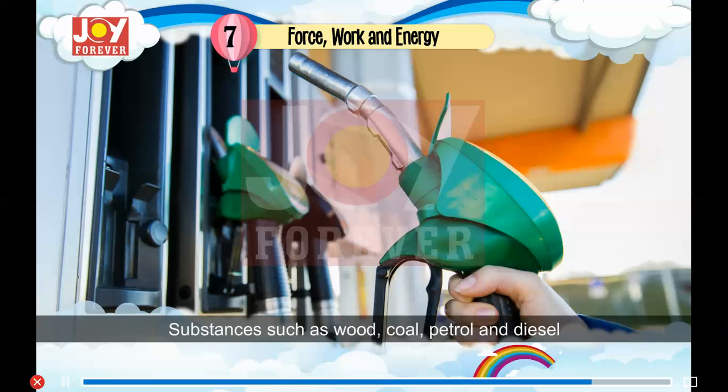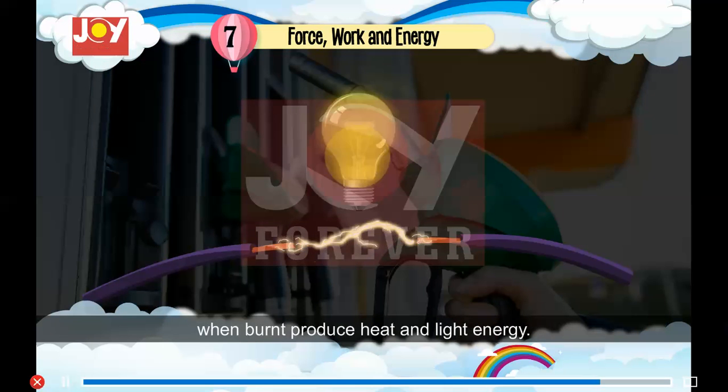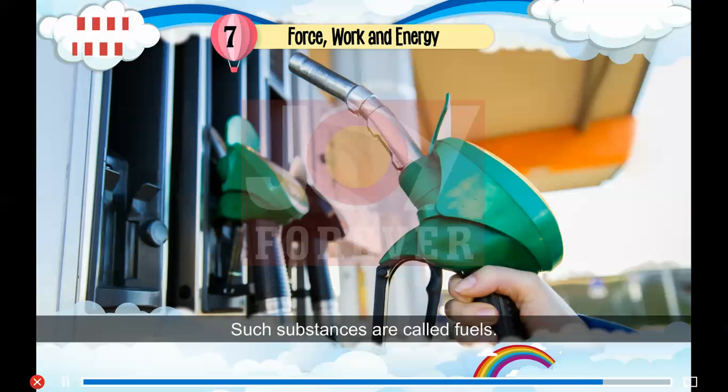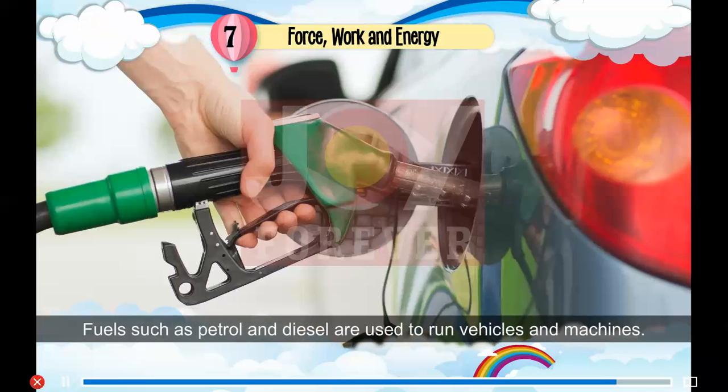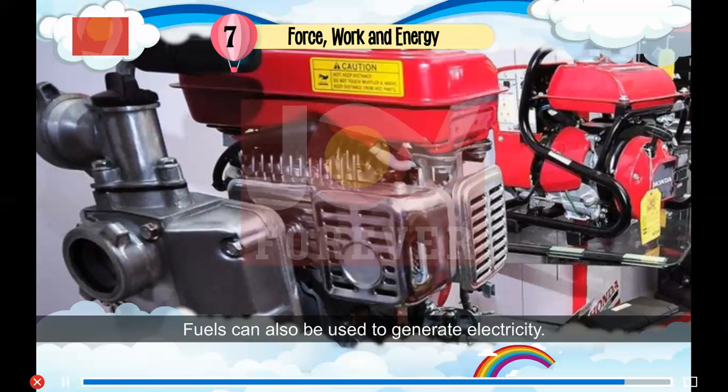Fuels. Substances such as wood, coal, petrol, and diesel, when burnt, produce heat and light energy. Such substances are called fuels. Energy from fuels such as coal and wood are used for heating and cooking. Fuels such as petrol and diesel are used to run vehicles and machines. Fuels can also be used to generate electricity.